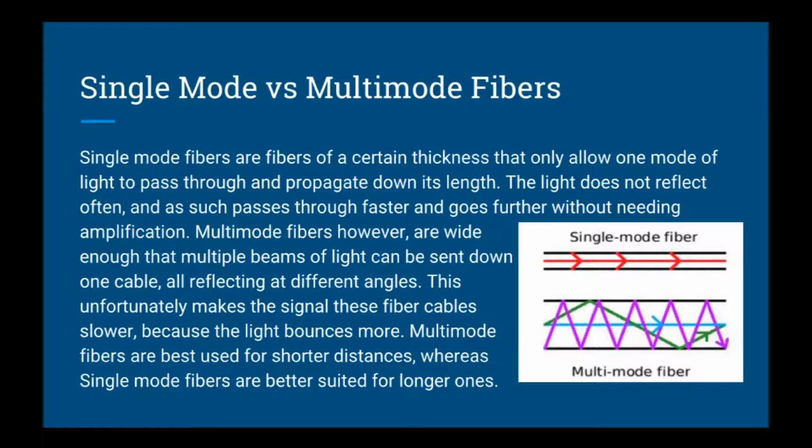Multimode fibers, however, are wide enough that multiple beams of light can be sent down one cable, all reflecting at different angles. This unfortunately makes the signal these fiber cables send slower because the light bounces more. Multimode fibers are best used for shorter distances, whereas single-mode fibers are better suited for longer ones.